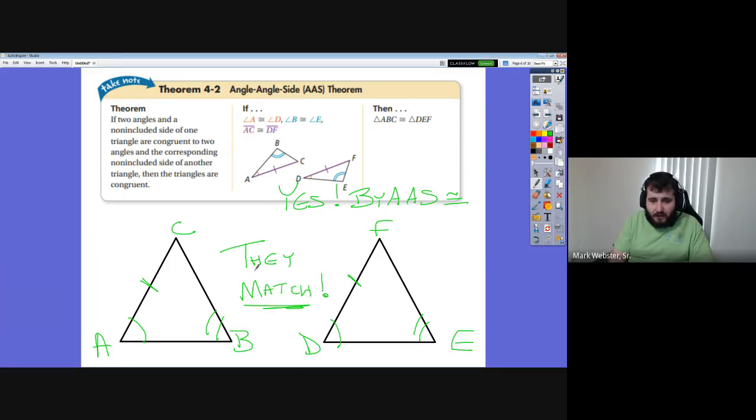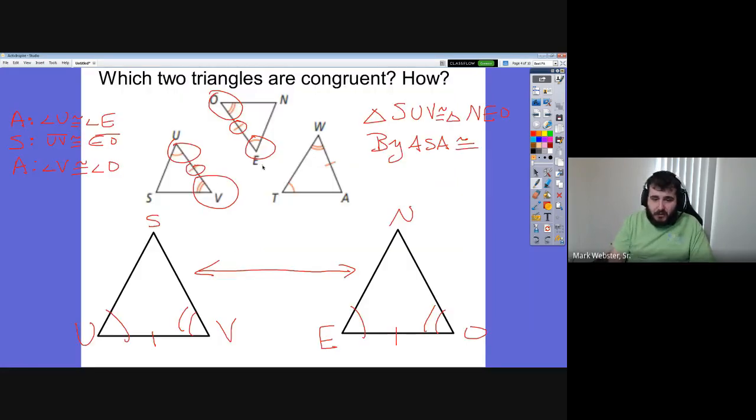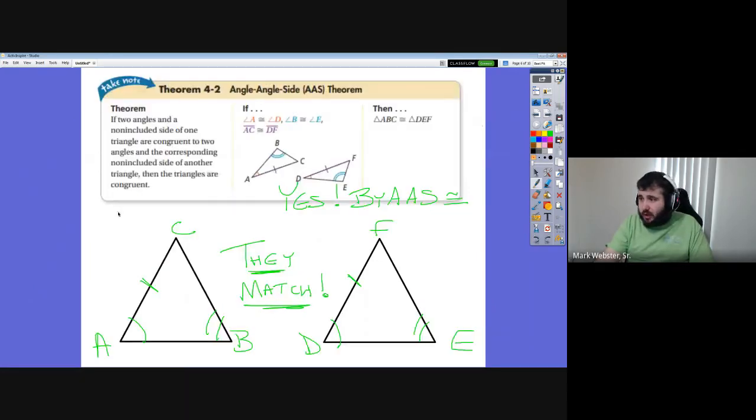This is key. They match. Just like before, they match. You see how they match? This is key. Here, these two match. This one doesn't. The two that match are the ones that are correct. Make sure that they match. It does make a difference if they don't match, because if they don't match, then it doesn't work.